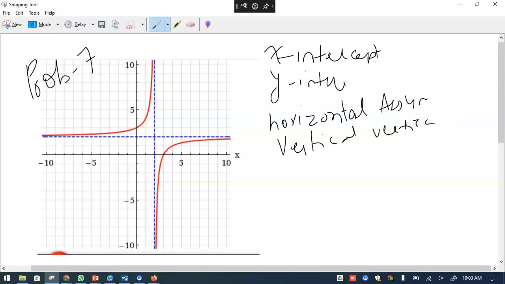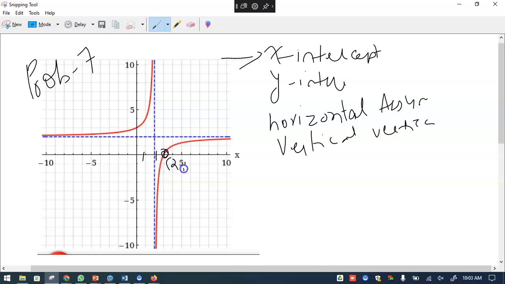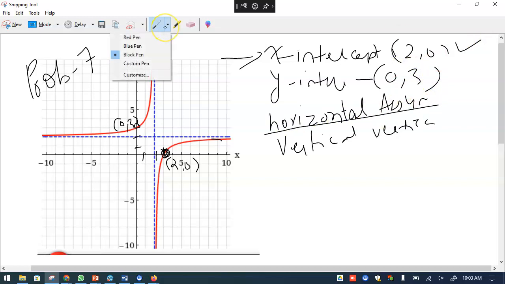So by just looking at it, to figure out the x-intercept, you can see it crosses here. So it is 1, 2, and 3. So this is 2, 0. So that's the x-intercept. And you see there's only one x-intercept. The graph is crossing the x-axis only once. And for the y-intercept, there is a point here, 1, 2, and 3. So this is 0, 3. So the graph crosses the y-axis at 0, 3. So this is done. Then what is the meaning of horizontal asymptote? You can see this blue dotted line here. This blue dotted line.